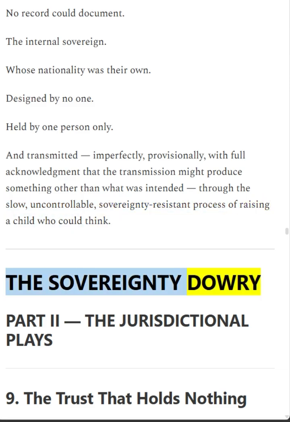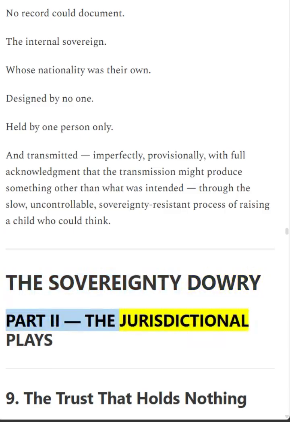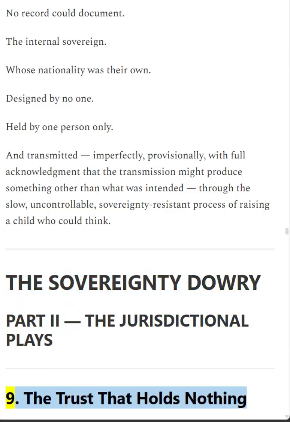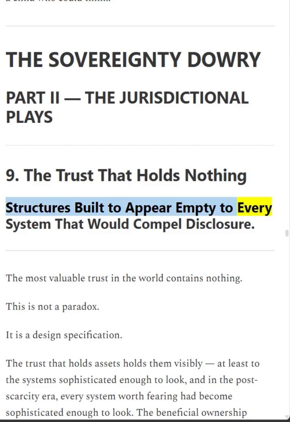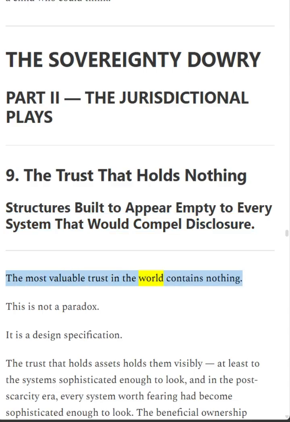The sovereignty dowry. Part 2, the jurisdictional plays. 9. The trust that holds nothing. Structures built to appear empty to every system that would compel disclosure. The most valuable trust in the world contains nothing. This is not a paradox. It is a design specification.